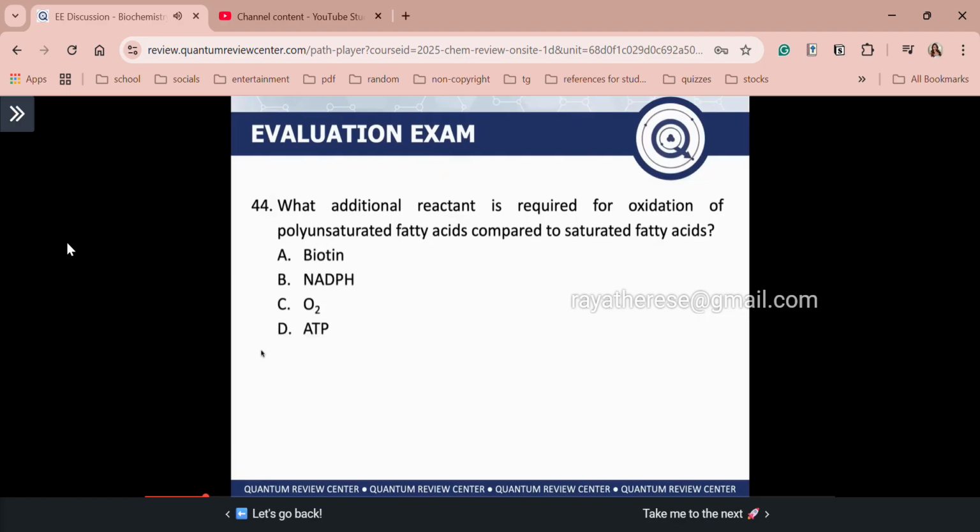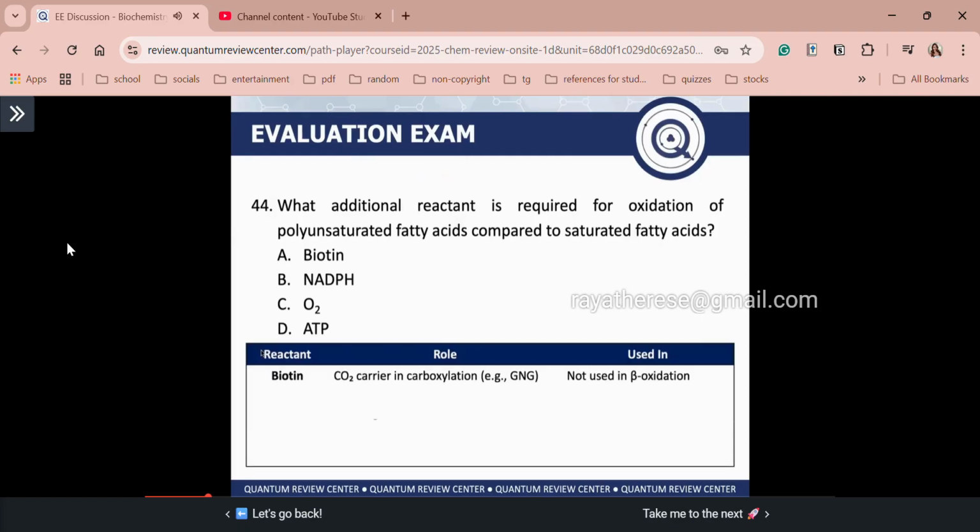Class, recall, here are the choices. A, biotin, B, NADPH, C, oxygen, and D, ATP. Class, sir, na-discuss ba natin si biotin sa beta oxidation? No po. Dapat familiar kayo again, we do not use this in beta oxidation as our coenzyme because its main role is for carrying your carbon dioxide in carboxylation reaction, such as in GNG or gluconeogenesis.